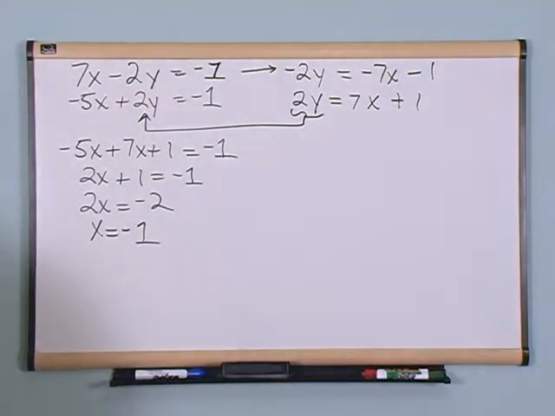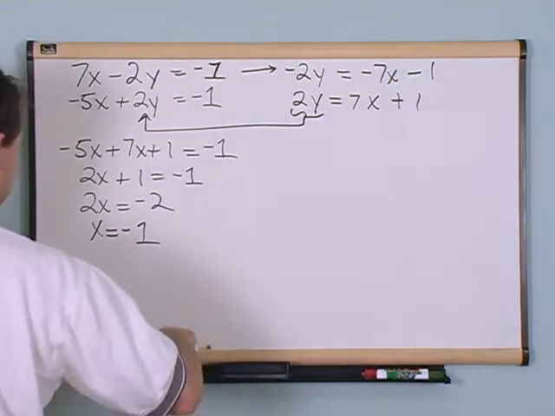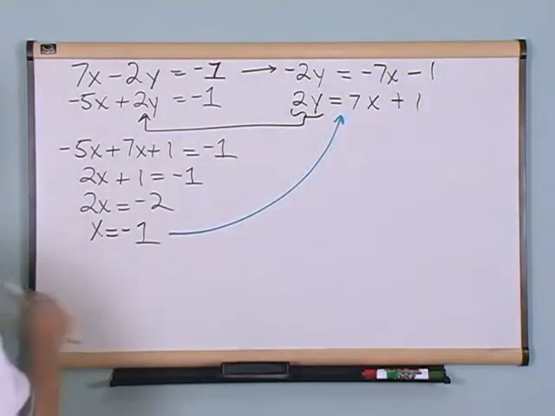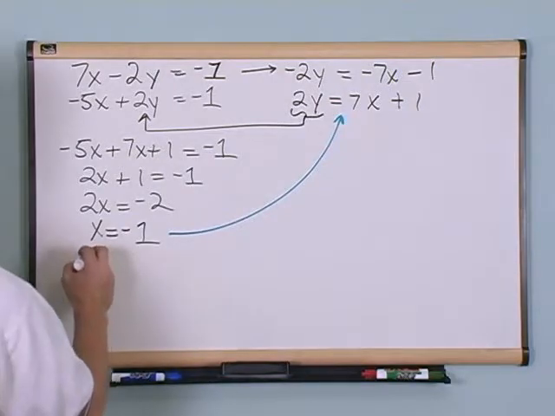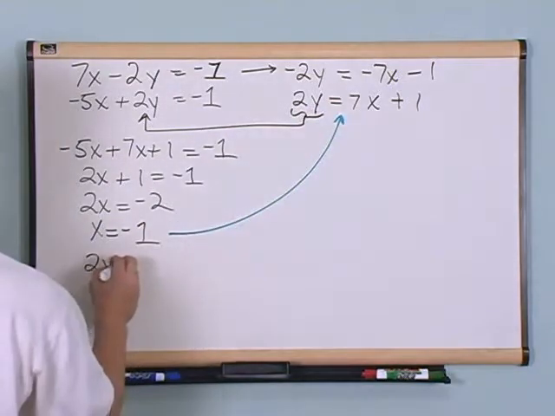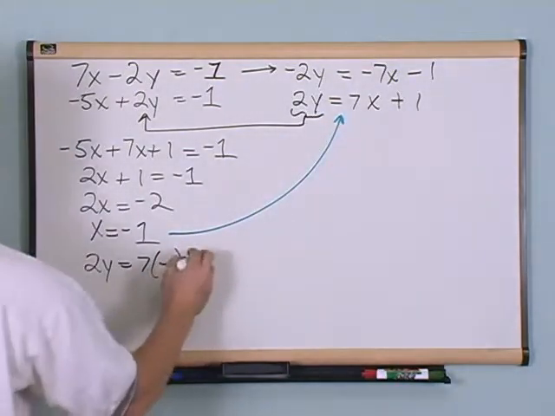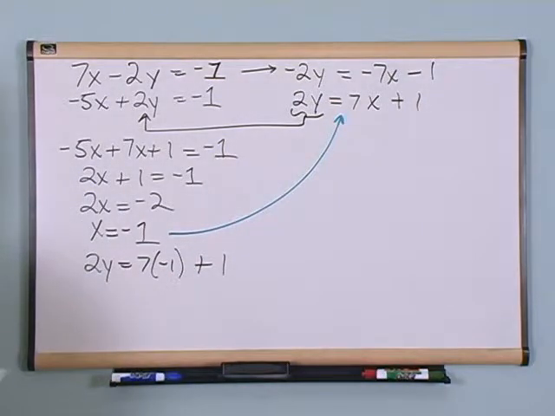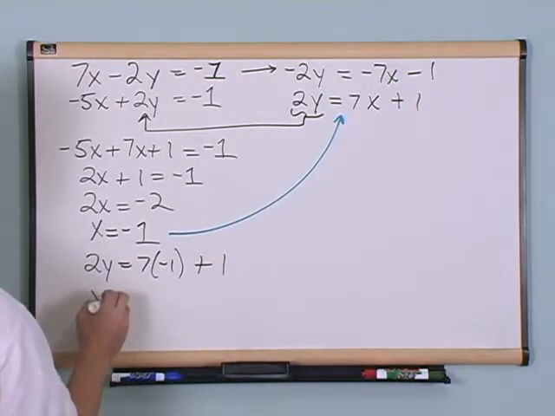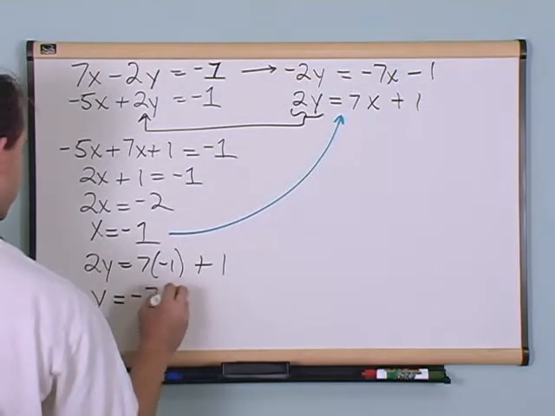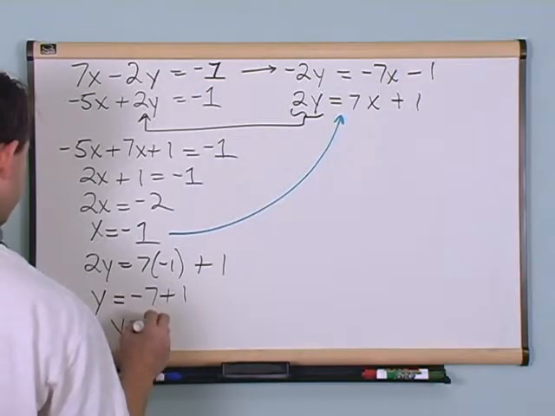And then I can take that and plug it into anything I want in order to get the answer. I'm going to choose to plug it into this equation right here, because in the end, what I want to solve for is y. So let's do that. 2y, which is right here, is equal to 7x. x is negative 1, plus 1. So then y is equal to minus 7 plus 1. So then y is equal to negative 6.